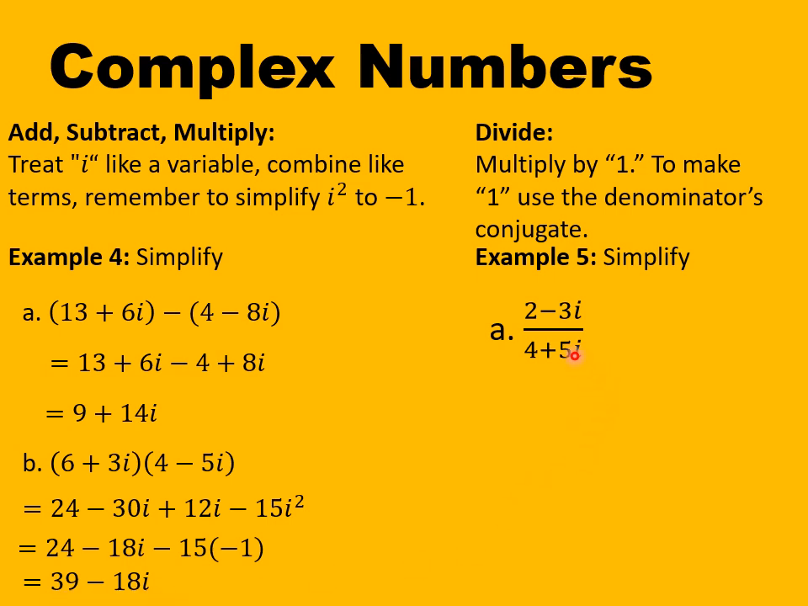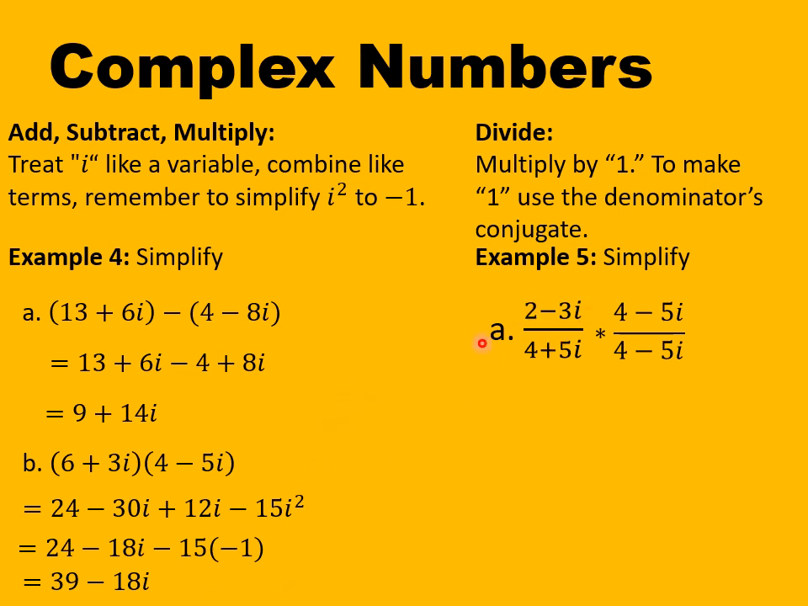Now dividing, we like to work with what's called a conjugate. Here we have 4 plus 5i. Its conjugate is just 4 minus 5i. A conjugate is the exact same terms, but instead of addition in the middle, it's subtraction, or instead of subtraction, it's addition. So we take the top and bottom times 4 minus 5i, and we need to distribute that top and bottom.